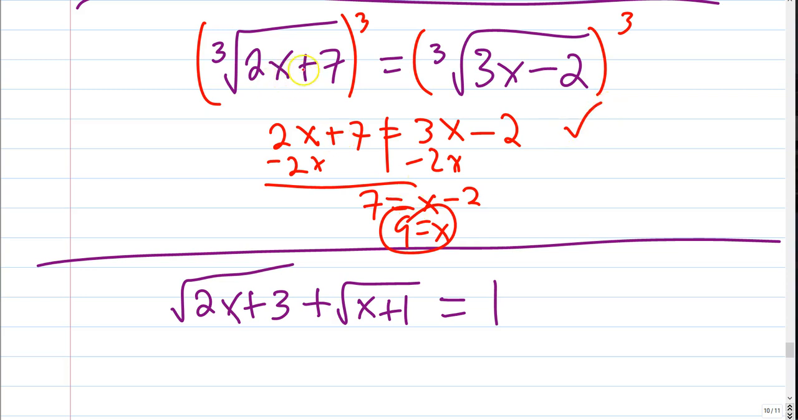9 times 2 is 18 plus 7. I end up with the third root of 25. So it's like, I'm regretting that we checked this. Okay. Is equal to 9 times 3 is 27 minus 2. Third root of 25. Does the third root of 25 equal the third root of 25? Then 9 is our answer.